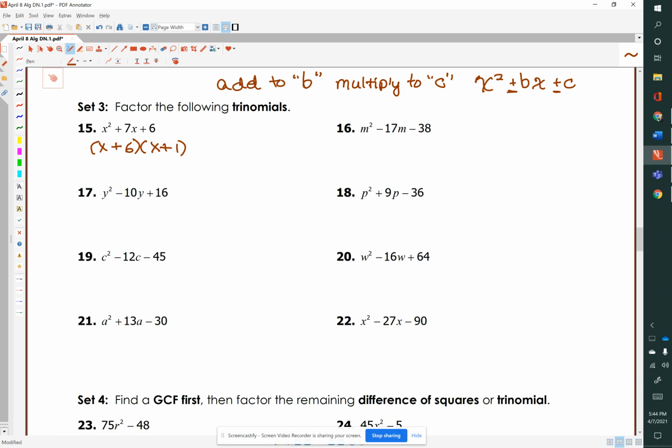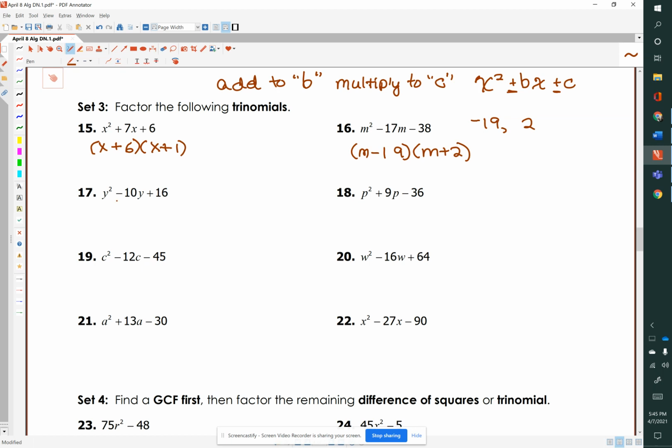Now we've got two negative signs in number 16, so let's be mindful of that. We're going to need a negative and a positive in our final answer. So two numbers that add to negative 17 and multiply to negative 38. So I can use 19 and 2, and if the 19 is negative and the 2 is positive, they will add to negative 17 and they will multiply to negative 38. So m minus 19, m plus 2, and our work is done there.